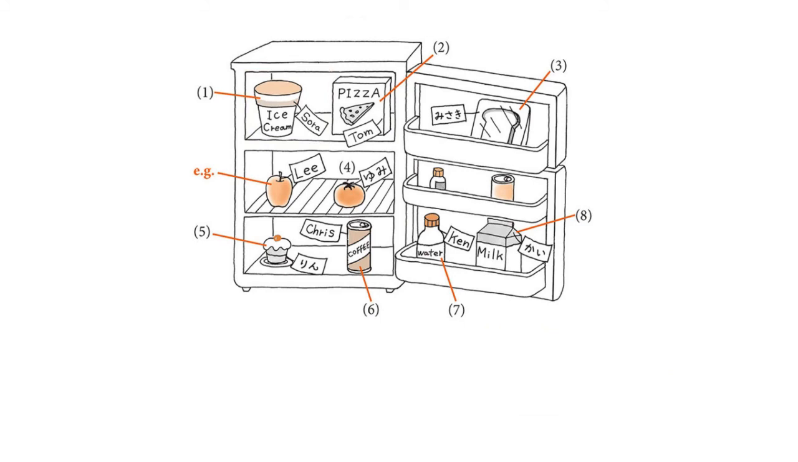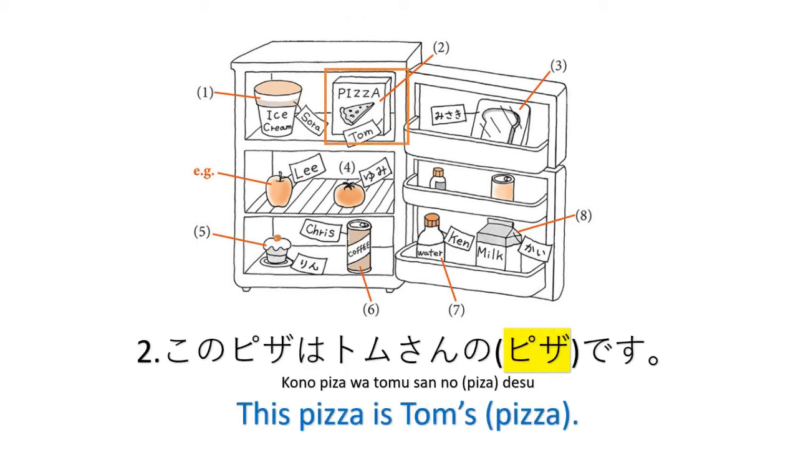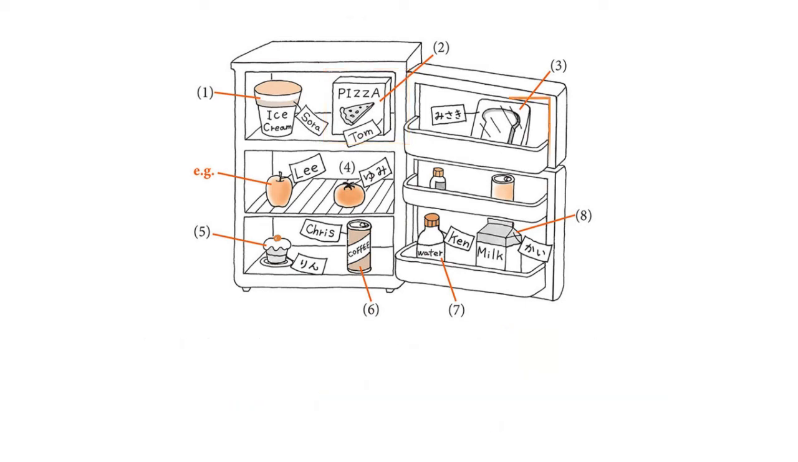For number 2, Tom's Pizza. Kono pizza wa Tomu-san no pizza desu. Again, we do not need to repeat the word pizza. So, kono pizza wa Tomu-san no desu. This pizza is Tom's.